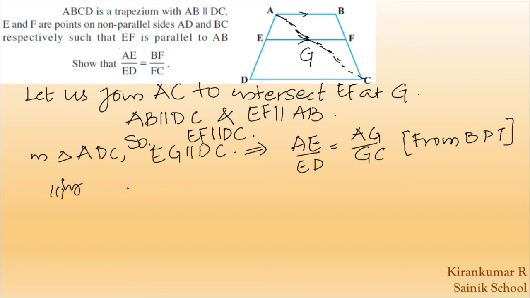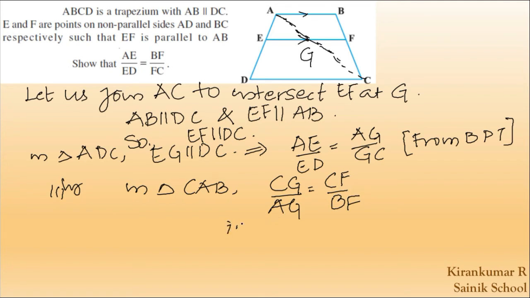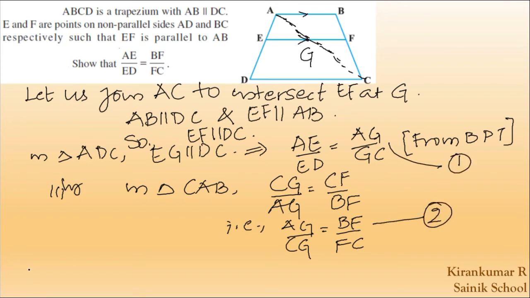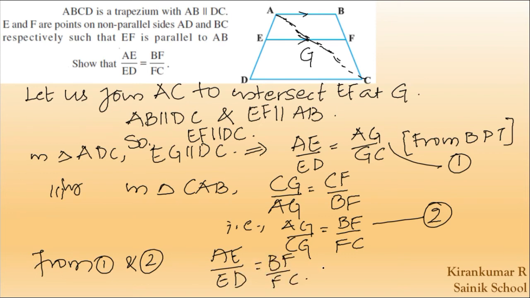Similarly, we have in triangle CAB, CG upon AG equal to CF upon BF. That is, when I take the reciprocal, AG upon CG will be equal to BF upon FC. Let me name this one as 1 and this one as 2. From 1 and 2, we have AE upon ED equal to BF upon FC. Hence, we have proved it.